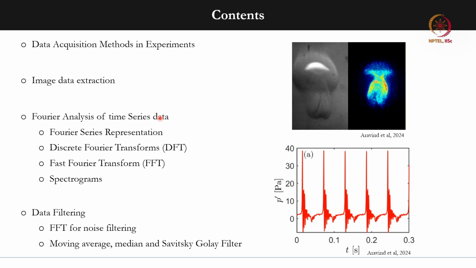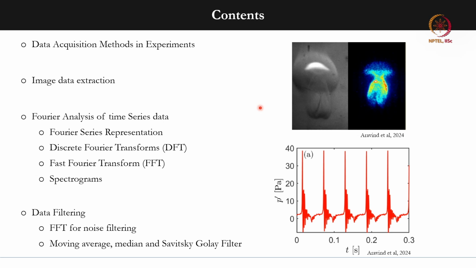So we'll first look into the kind of data that we get from the experiments. Depending upon the kind of experimental technique that is used, we can either have visual based data, which is basically an image, or we can have data from a sensor, which gives a time series variation of a particular parameter of our interest. For example, if we use a pressure sensor, we'll get time series variation of pressure at a particular point in the flow field.